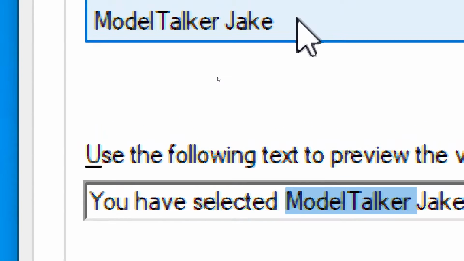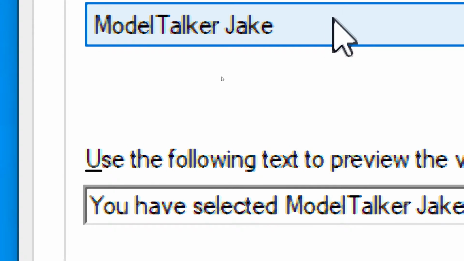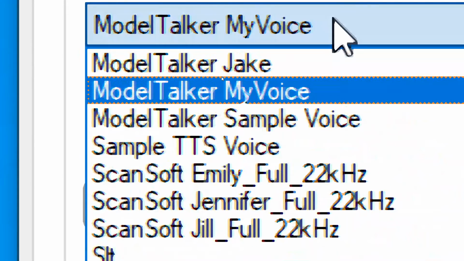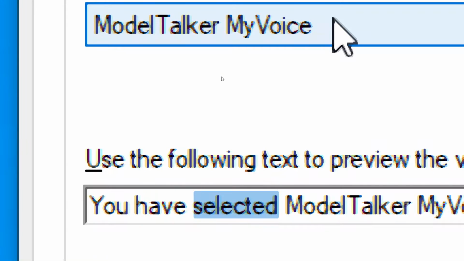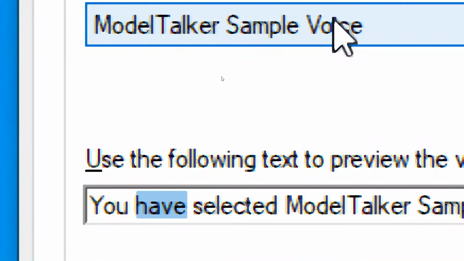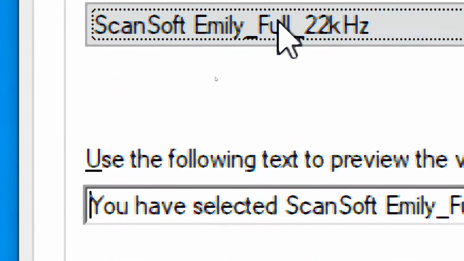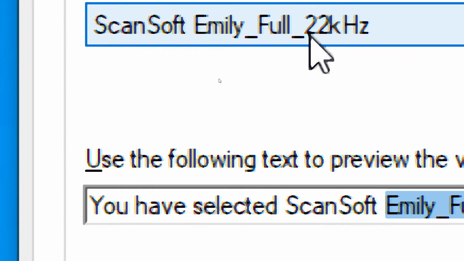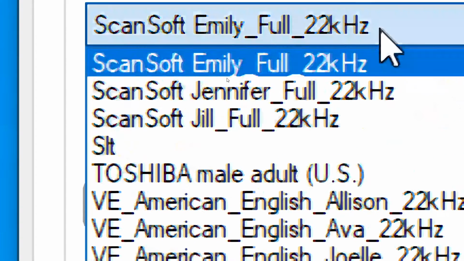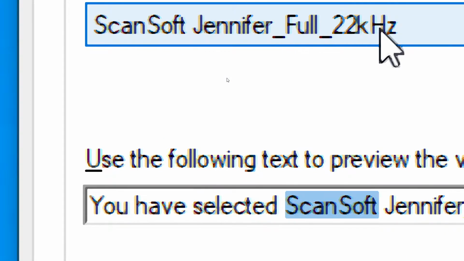You have selected Model Talker Jake as the computer's default voice. You have selected Model Talker My Voice as the computer's default voice. You have selected Model Talker Sample Voice as the computer's default voice. You have selected Scansoft Emily_full_22KHZ as the computer's default voice.